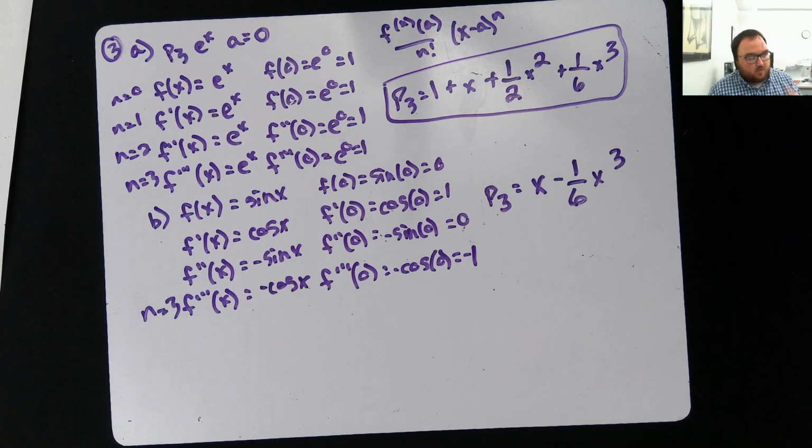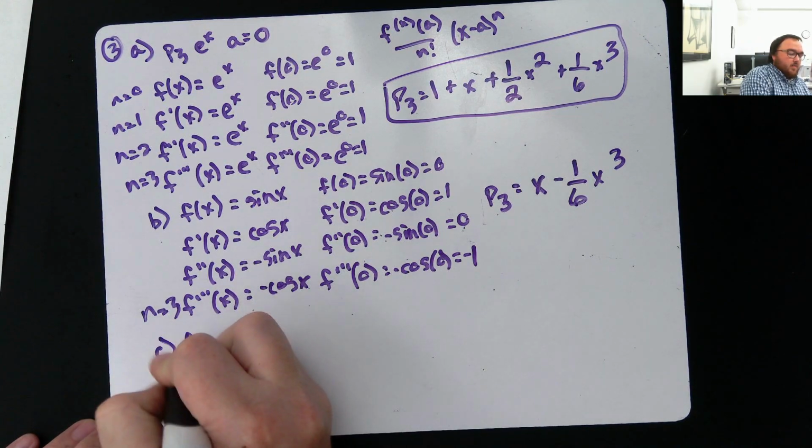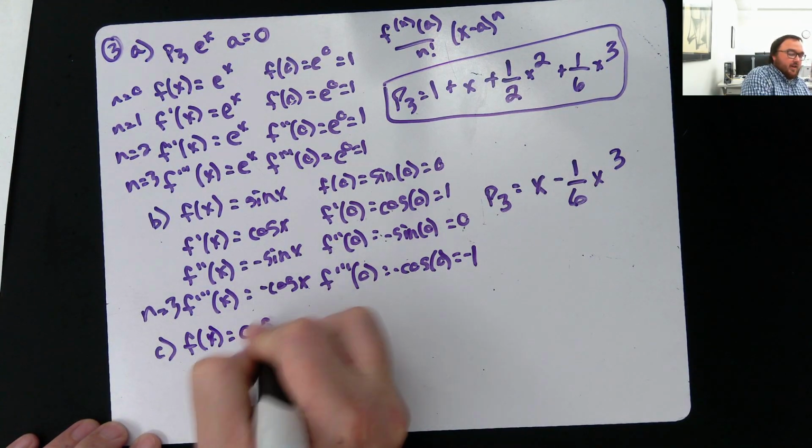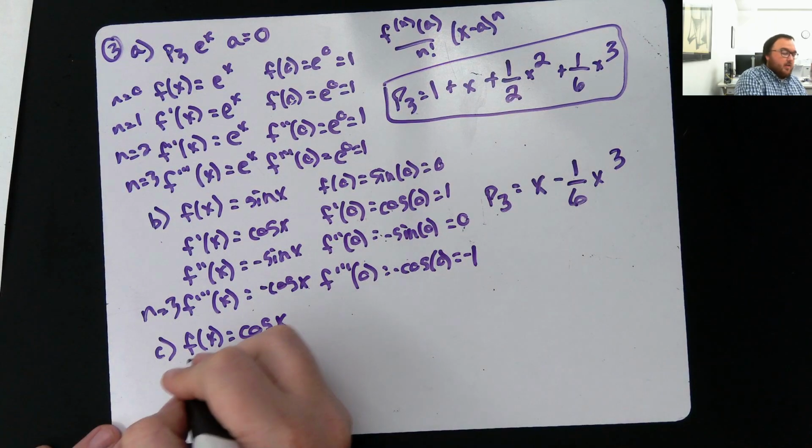So that's what I get there. Then for part C, they want us to do cosine. So do the same thing for cosine.